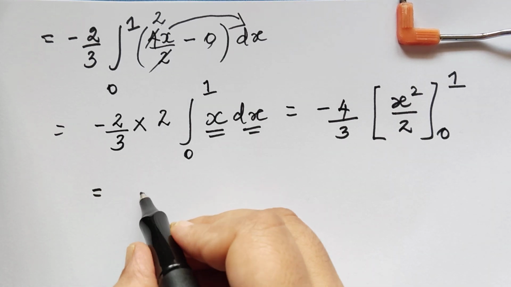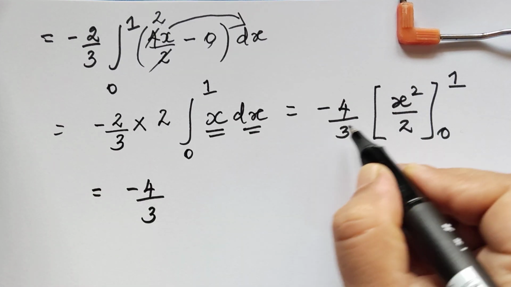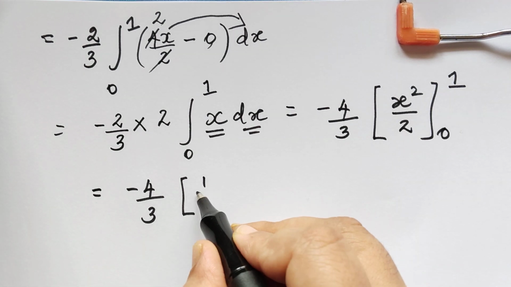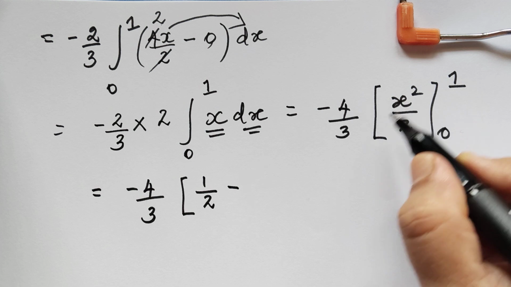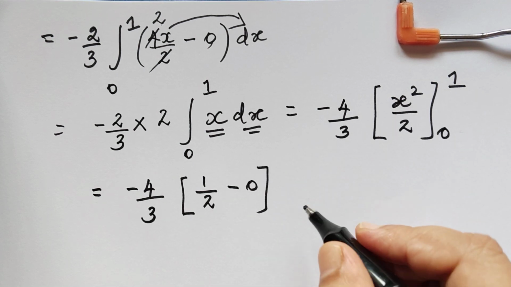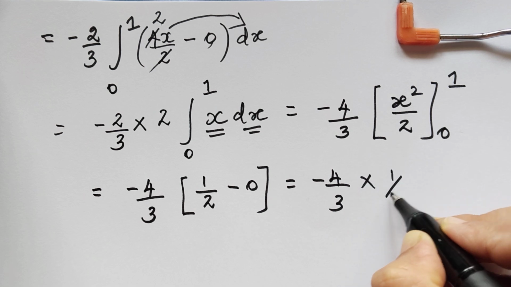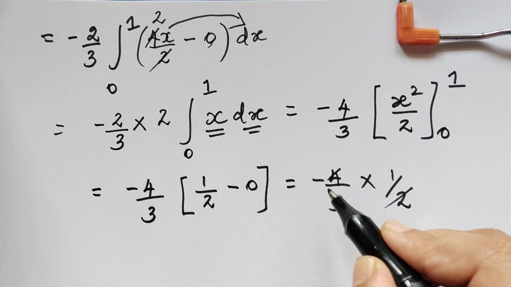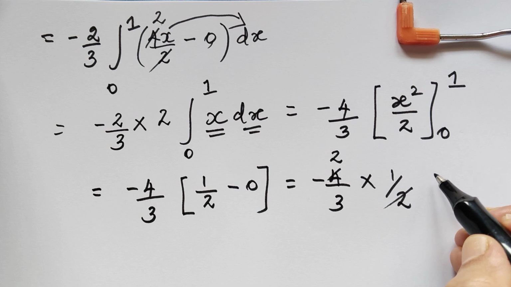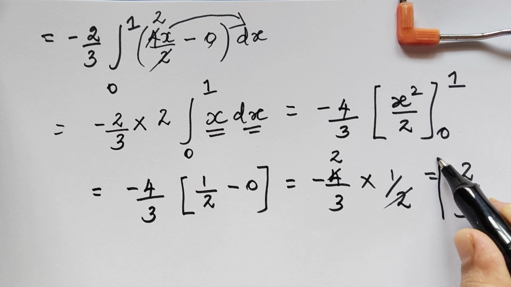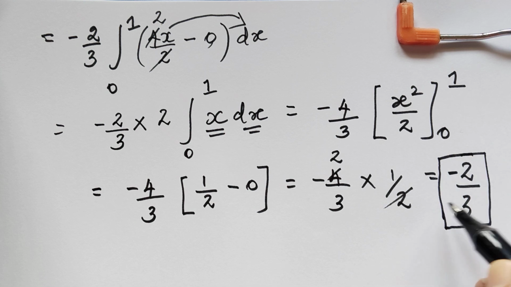Now we have to do the upper limit minus the lower limit. So minus 4 by 3 multiplied with, the upper limit is 1, so 1 square is 1 only, so 1 by 2, minus the lower limit, which is 0. So this is equal to minus 4 by 3 multiplied with 1 by 2. We can cancel this 2 with this 4 two times, and we will get the answer to be equal to negative 2 by 3. Hence we have evaluated the given triple integral, and the solution that we have found is negative 2 by 3.